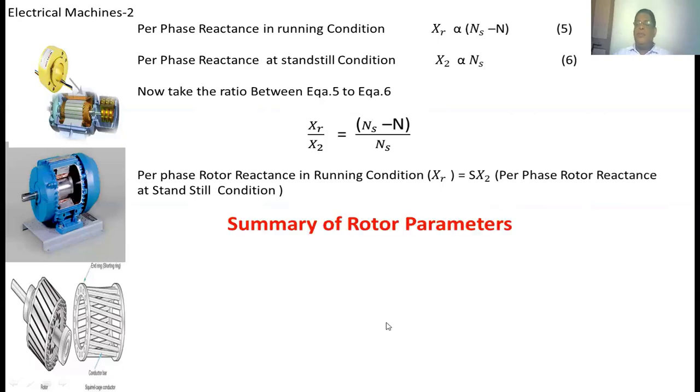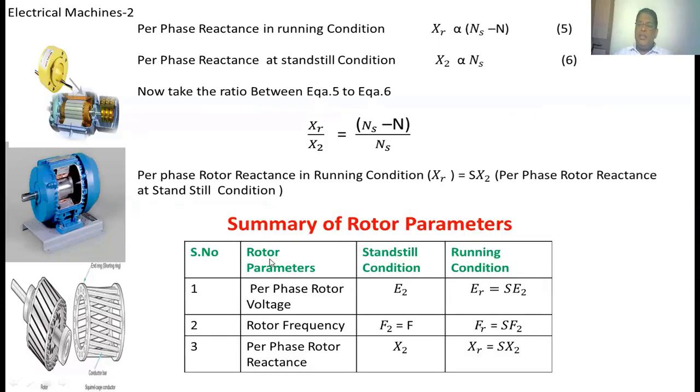The summary of rotor parameters. Here we are going to see the three different parameters at standstill condition as well as running condition. The first one is the per phase rotor voltage. At standstill condition we have taken it as E2, which is directly proportional to Ns. In running condition, the per phase rotor voltage equals S times E2.